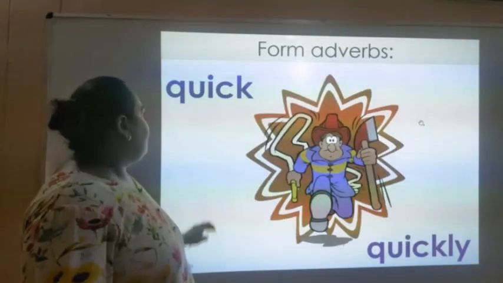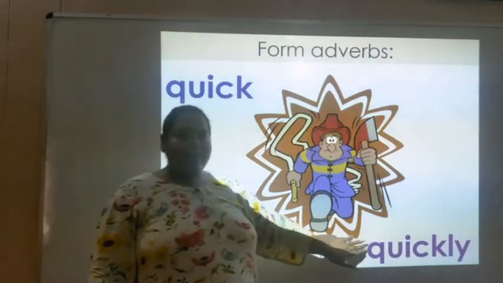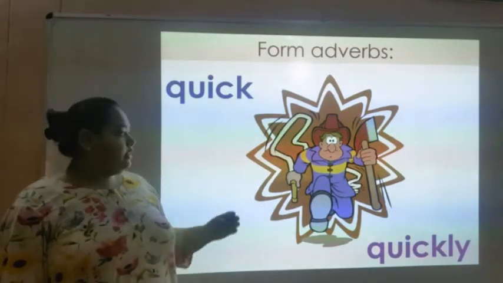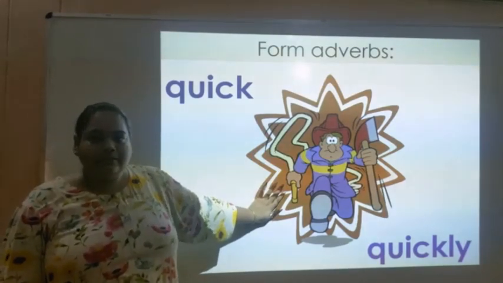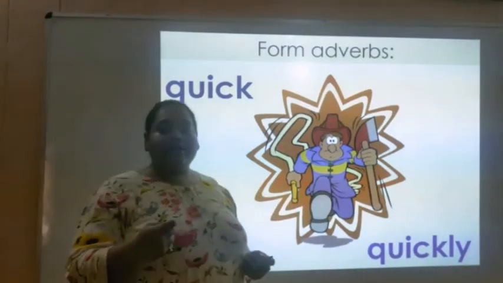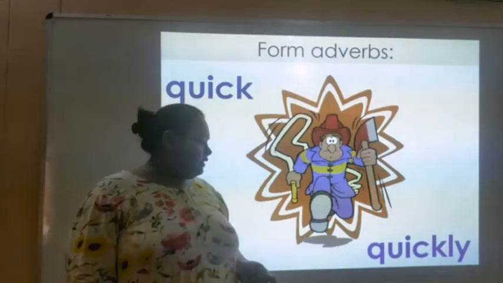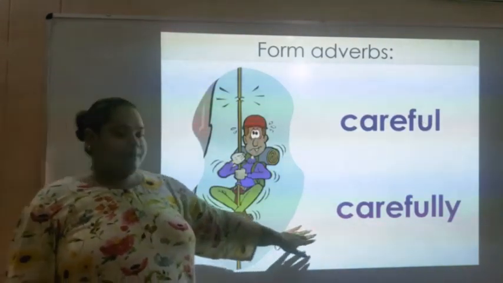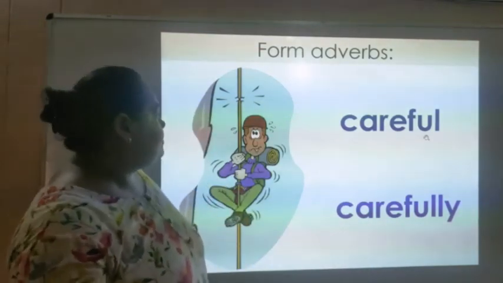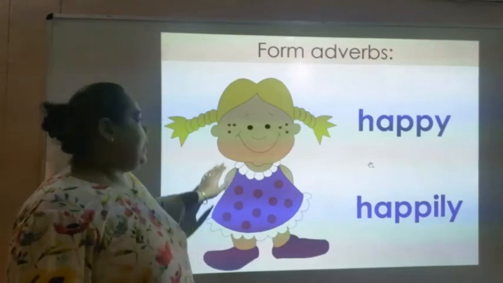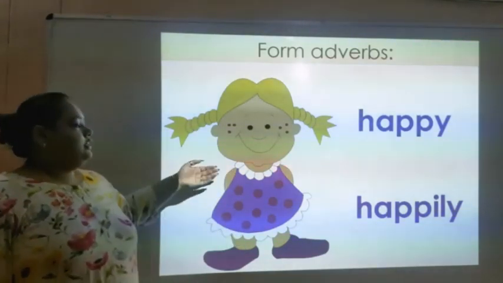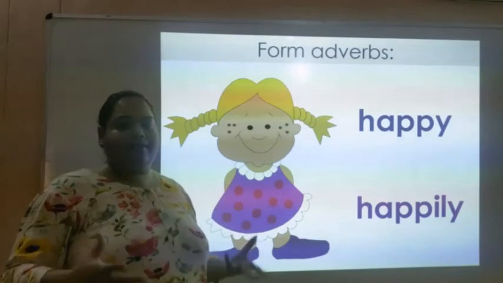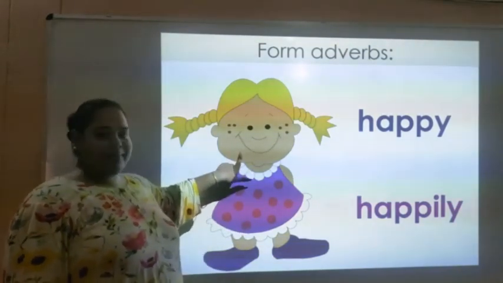Moving ahead. Quick will become quickly. The fireman ran quickly to put out the fire. This is a fireman. ये fireman है ना? ये fireman जो है बहुत जल्दी से दौड़ के गया ताकि वो आग बुझा सके. He can put out the fire. He ran quickly. Moving ahead. Careful will become carefully. Happy will become happily. The girl is standing, smiling happily. वो बहुत खुशी से हंस रही है, मुस्कुरा रही है. See, happy. She is smiling or not?